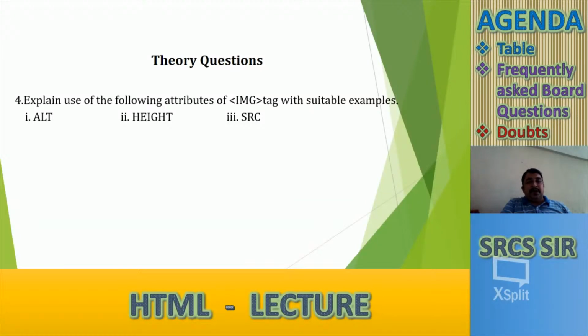Height, the height of the image, set in pixels. Height is equals to 200, 300. So the pixel values you can give. And SRC is nothing but the source, the path of the image file, right? So all these three you need to explain with a small example.